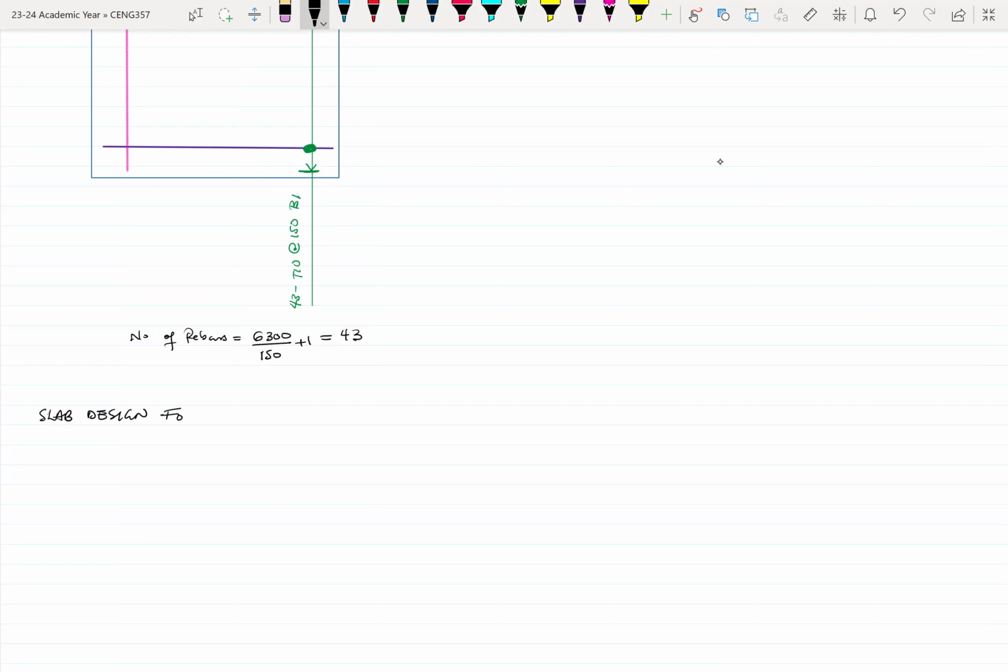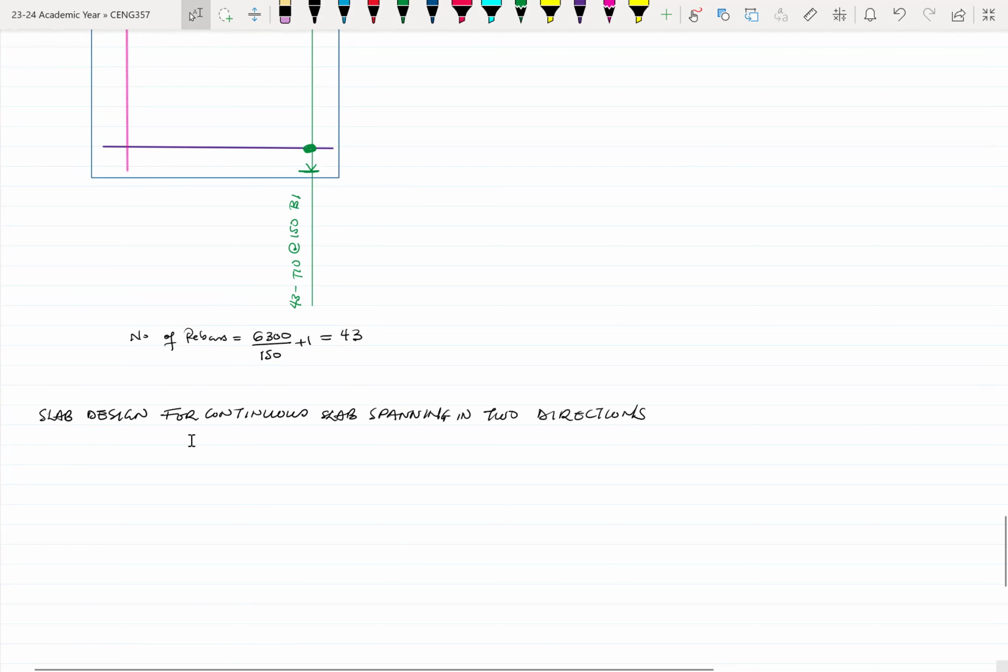So, let's say for continuous, all right, in two directions. Okay. So this is, I find, again common with most design processes. Just gonna bring it up.